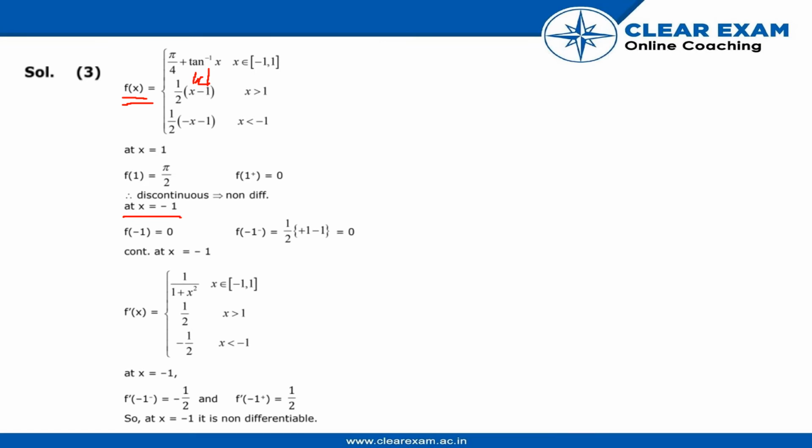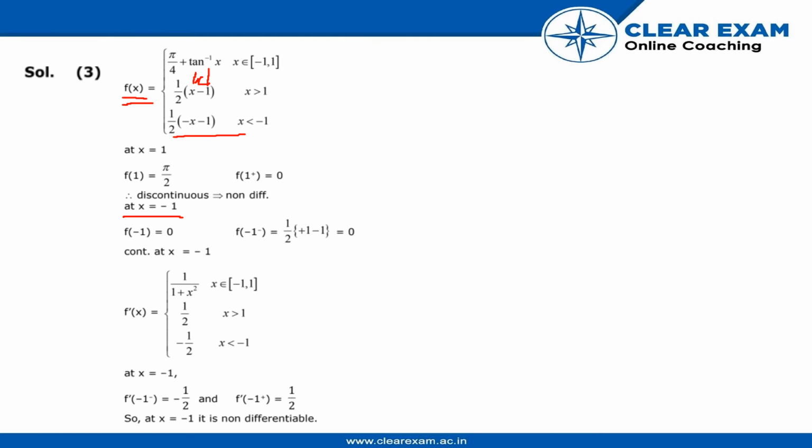Then we will check it at x equal to −1. After putting −1 in f(x), we would get 0, and if we put −1 in the other one, we would also get 0. This proves it is continuous at x equal to −1.